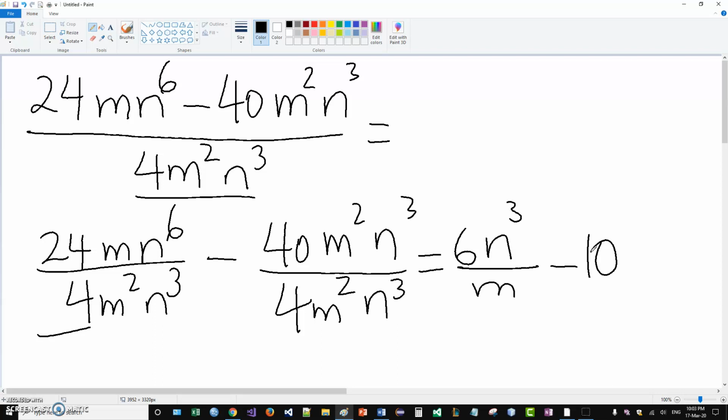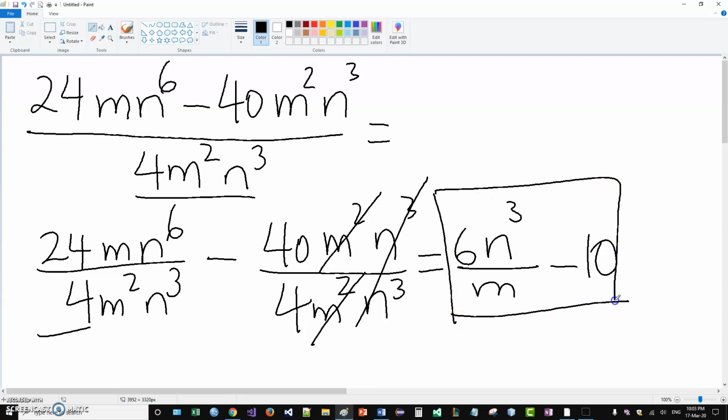m squared over m squared, they cancel each other out. And n cubed over n cubed, they cancel each other out. So this would be our final answer.